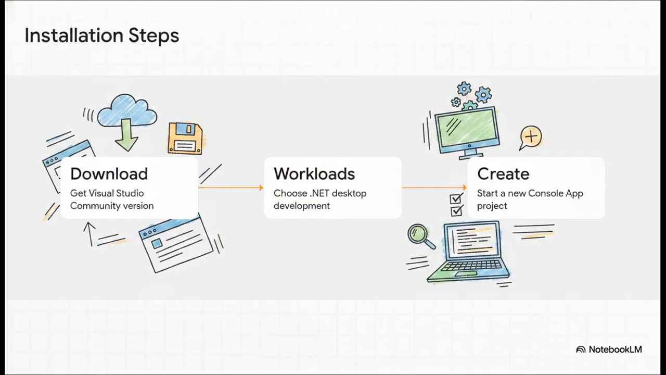According to the setup guide from GeeksforGeeks, getting started is a super simple 3-step workflow. First, just head over to the official website and download the free Community version. Second, when the installer pops up, it'll ask you to choose your workloads. Since we're just starting out, simply check the box for .NET Desktop Development. Once that's all installed, step 3 is just opening the app, clicking Create a New Project, and selecting a basic console application. And boom, you've got a clean slate to start coding.